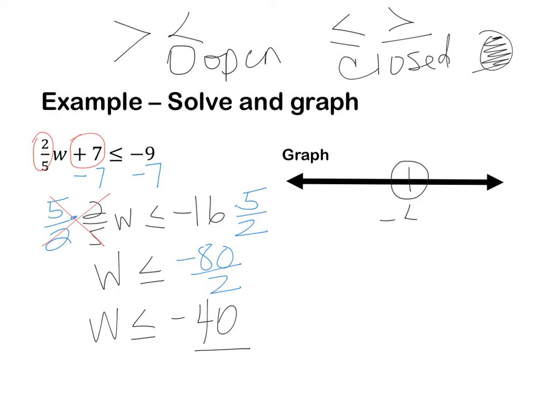And at negative 40, because that's the or equal to, I have a closed dot. And as long as you have it in this format, you have your variable, your inequality, and your number, you can use your inequality as an arrow that points in the direction you shade. So that means I shade to the left. So there's what my graph looks like.